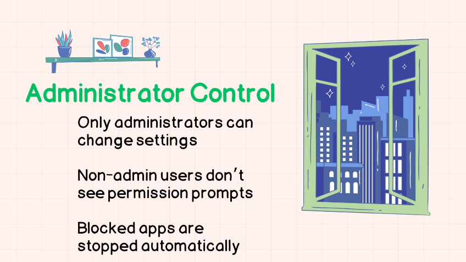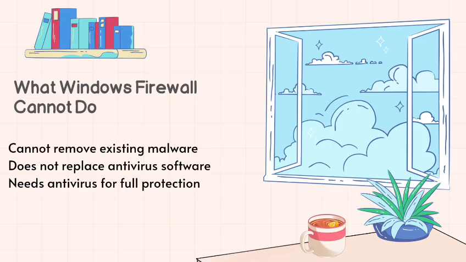What can Windows Firewall not do? Here is the honest and brutal truth. Windows Firewall cannot remove malware if it is already present in your system, and it also cannot replace antivirus software. If your system is infected with spyware or ransomware, the firewall alone is not enough. That is why Windows Firewall should always be used along with a good antivirus.